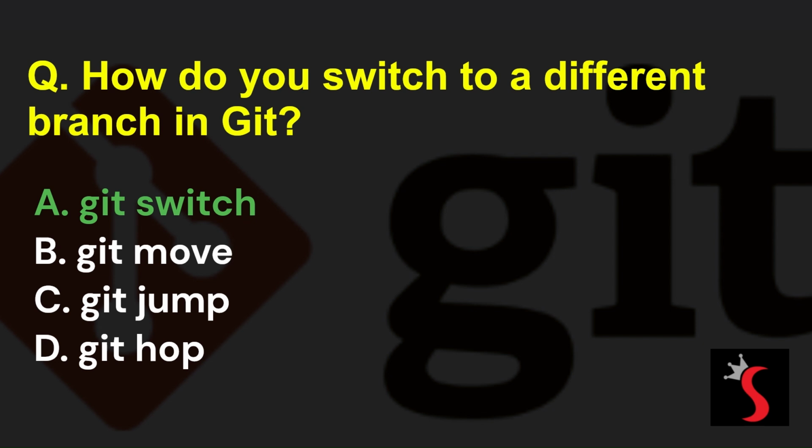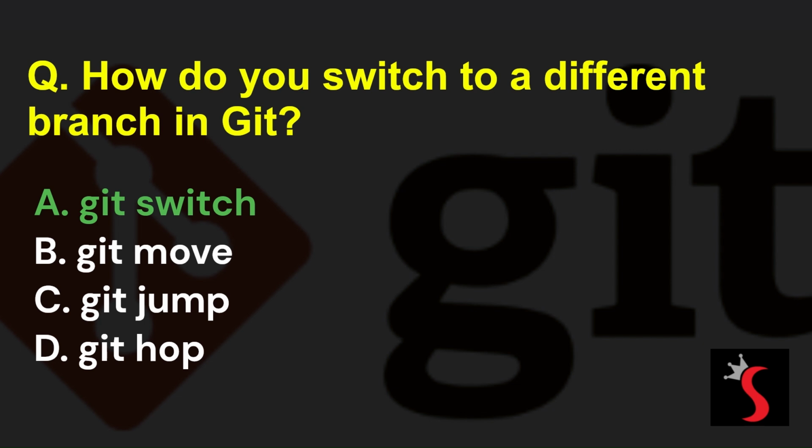And the correct answer is option A, git switch. There are two ways to switch branches in Git. Git checkout is used to switch between different branches or commits in a Git repository, allowing you to navigate and work on different project versions. The command also provides functionality for creating a new branch before switching when the -b option is specified.